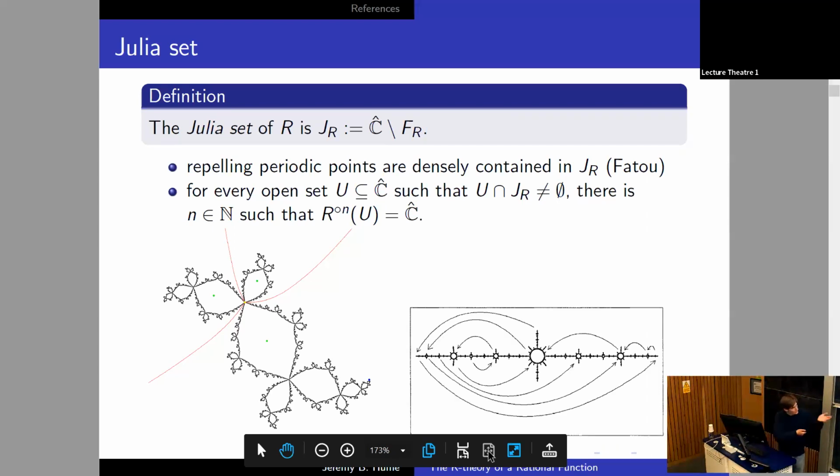And you could do something similar here. So that's something to me that's very interesting, that the geometry of the Julia set tells you a whole lot about the dynamics of the rational map. So that's another Julia set there.